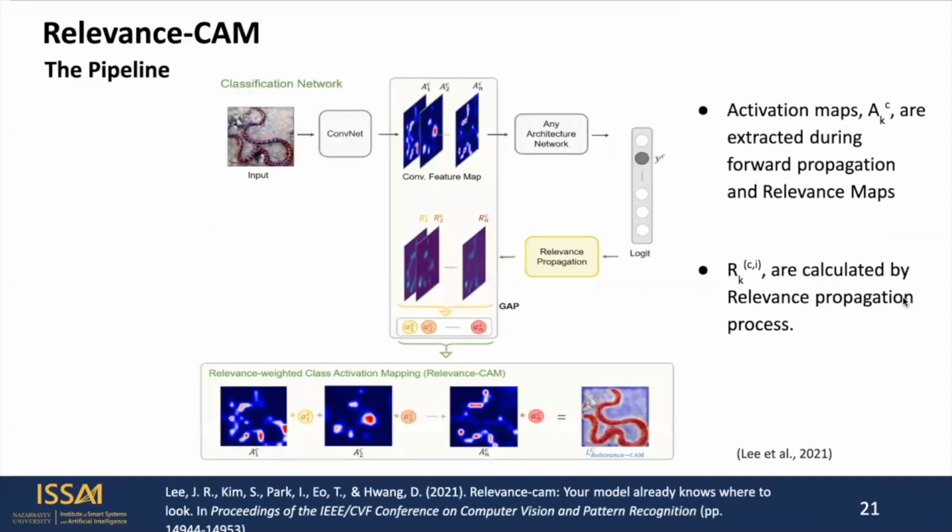So let us look at how it works in terms of the schema. We first create activation maps, which are extracted during the forward propagation. And we also have relevance maps, which are calculated by the relevance propagation process. Relevance-weighted class activation maps are then combined to create the saliency map. And from the saliency map, we can see visually alerting locations which are important in the decision.